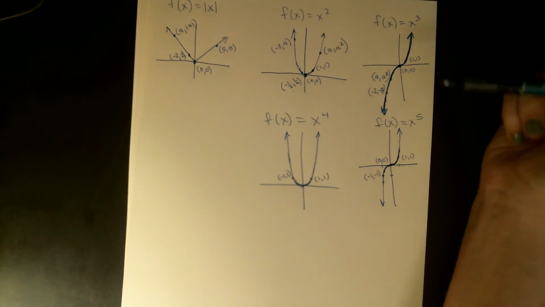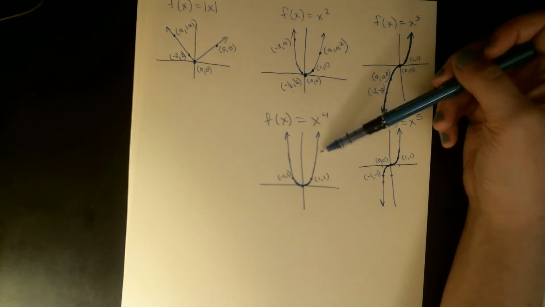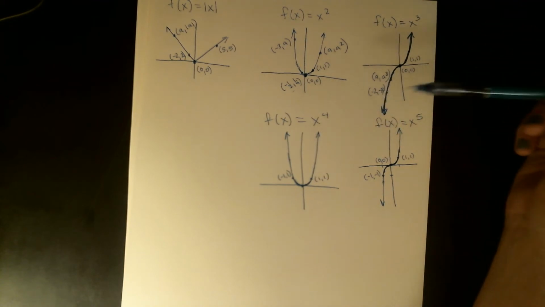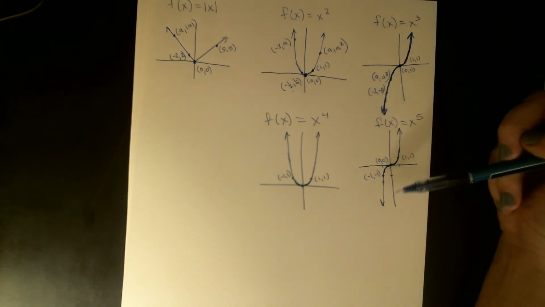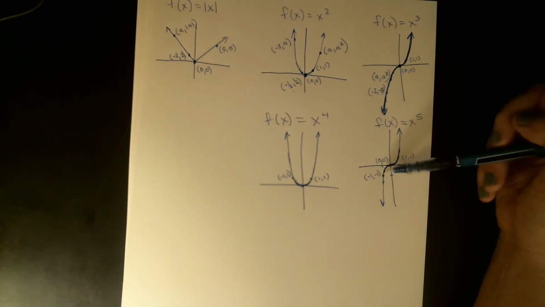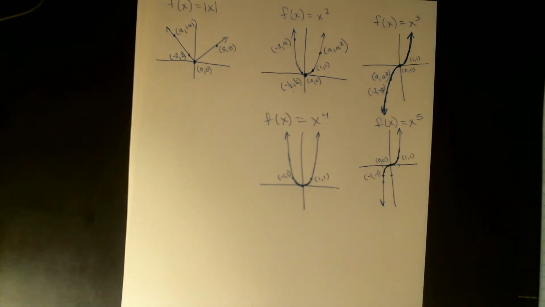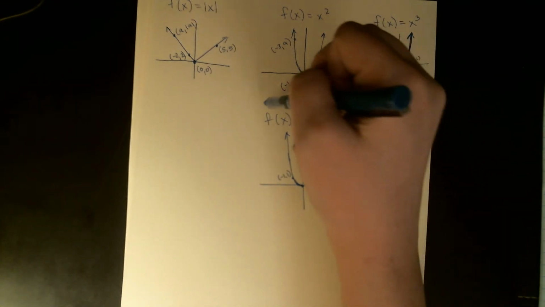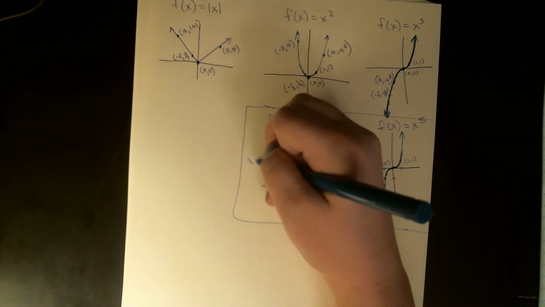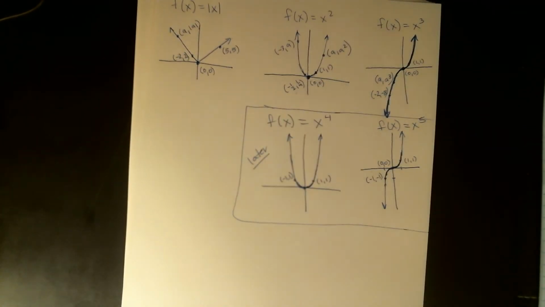x to the 6th, as you might be able to guess, looks a lot like x squared and x to the 4th, even flatter in the bottom, even steeper on the outsides. x to the 7th looks a lot like x cubed and x to the 5th, even flatter in the middle, even steeper on the outsides. So those are our power functions. Again, x squared and x cubed are definitely on the list of basic functions. x to the 4th and x to the 5th are to keep in mind for later.